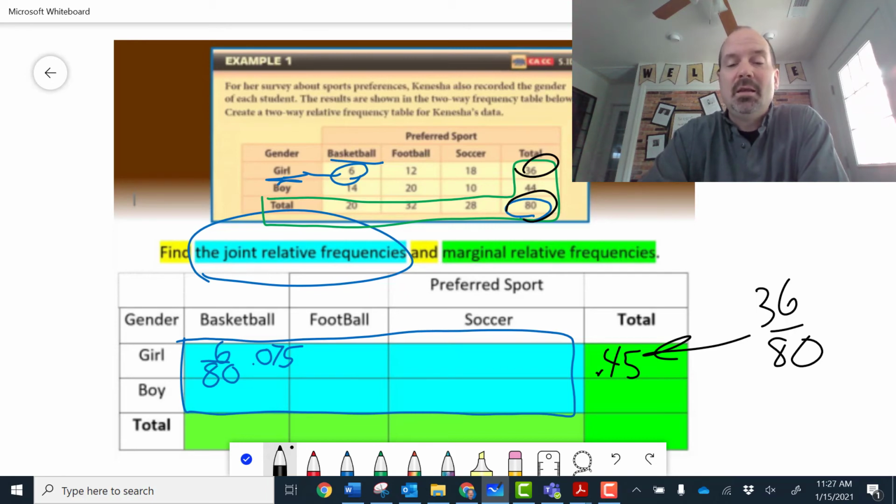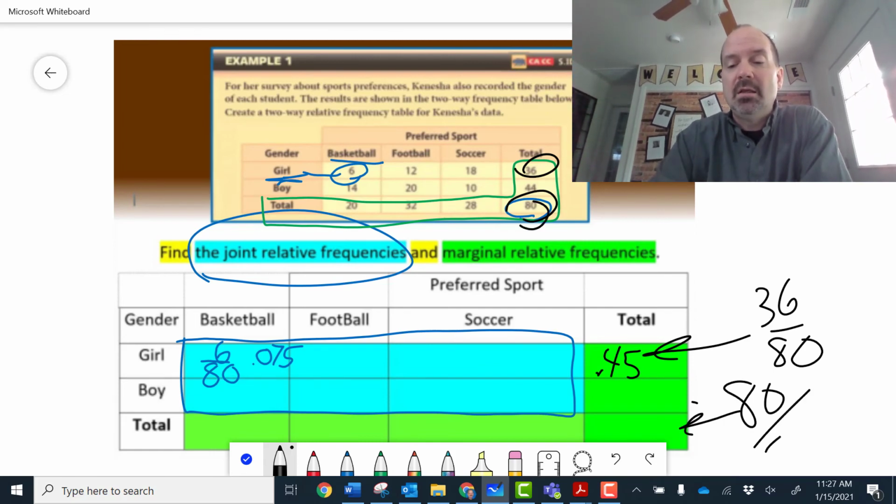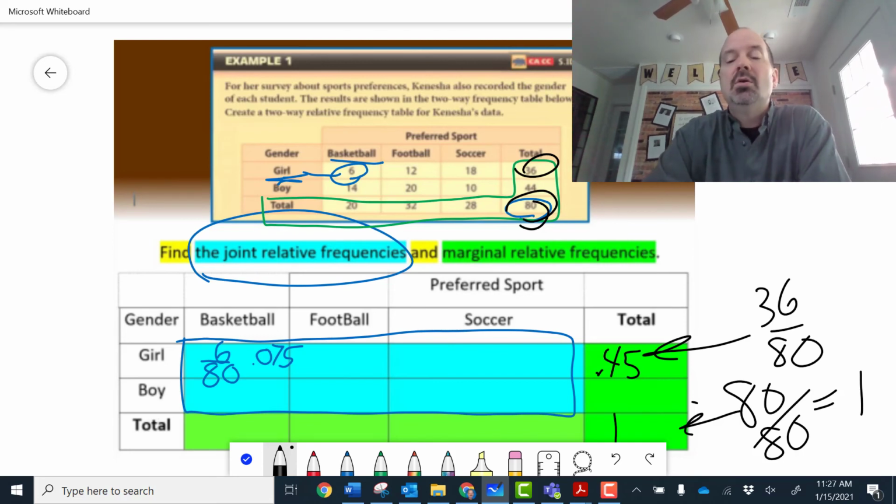And by the way, the marginal relative frequency down here in the corner is always 100%, because you're going to have on this one 80 divided by the grand total, which is 80, which equals 1 whole. So your decimal would be 1 whole. Your percentage would be 100%. All right.